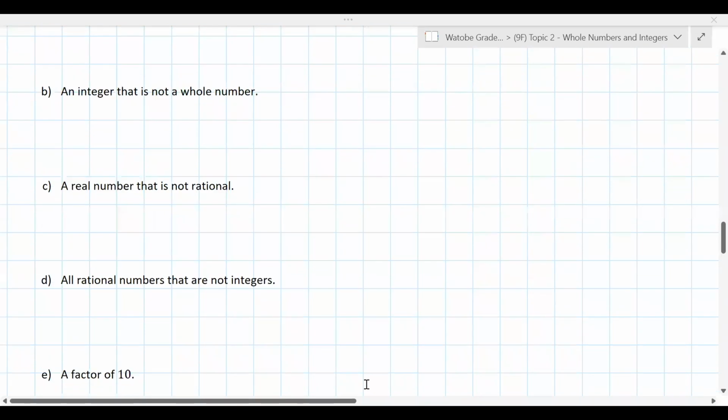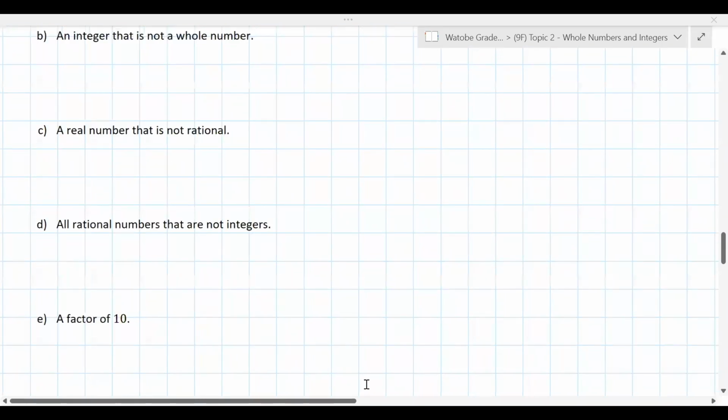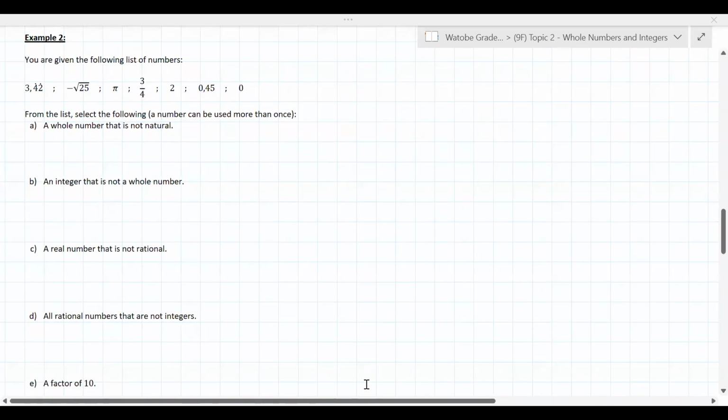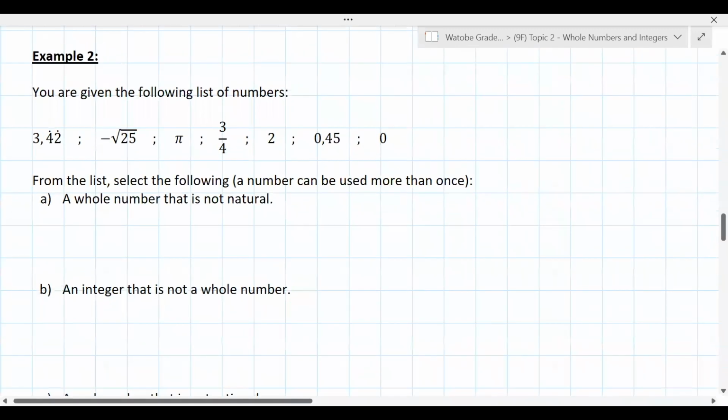Right, I think we'll finish off with this example and then we'll see. So this is another way we like to ask you these questions. I'm really just showing you these because these are nice, easy marks that we can get. So you've been given the following list of numbers. I'm just going to make this a bit bigger so that we can see.